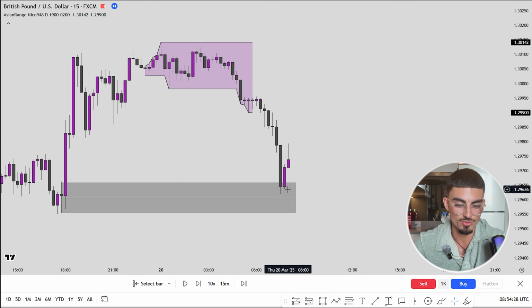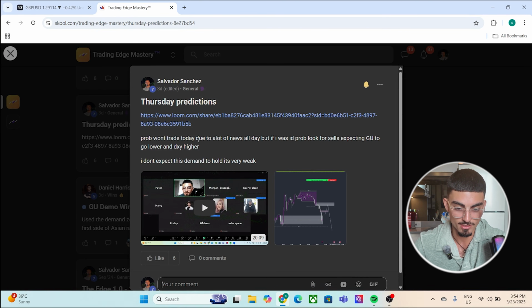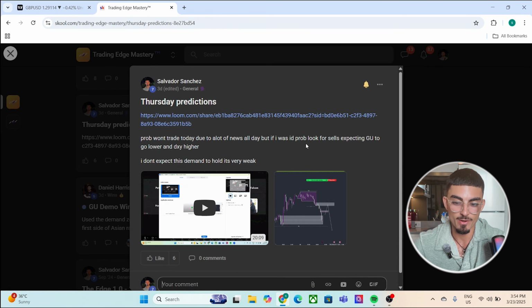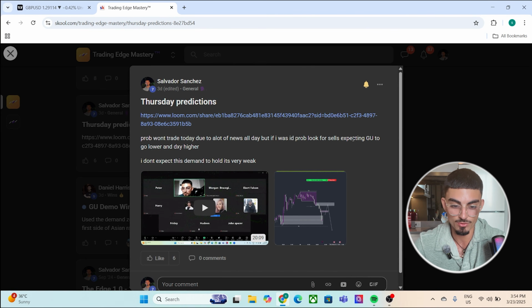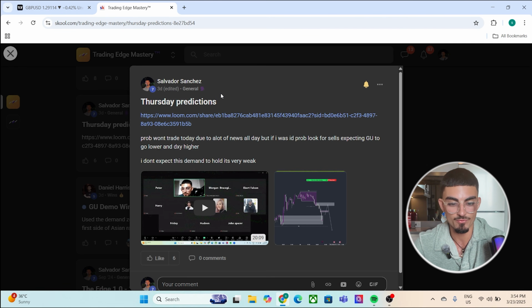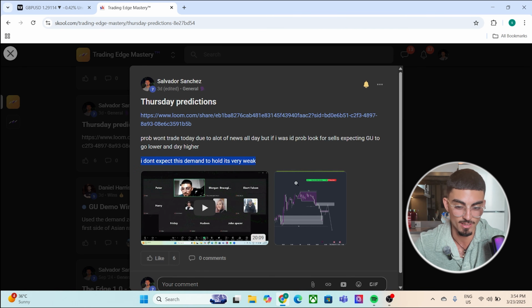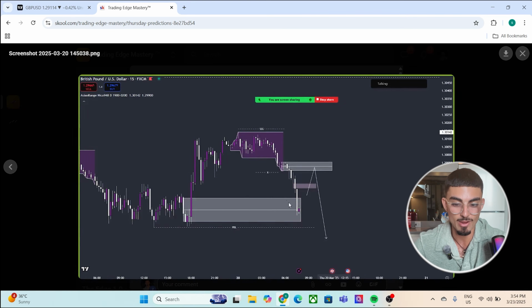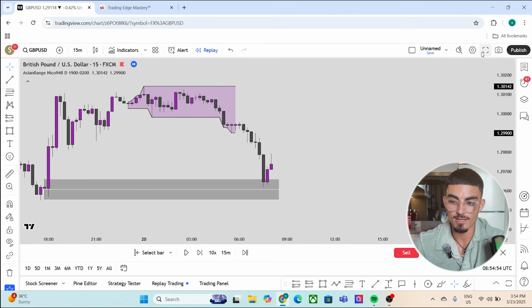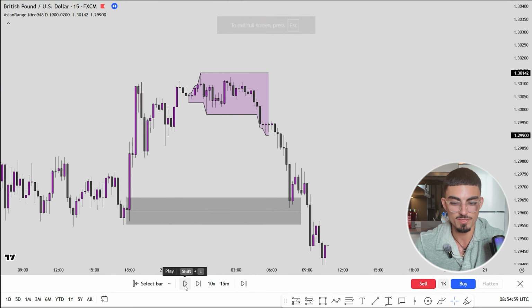And that's why I didn't trade this order block, and that's why I said in my community, I probably won't trade today due to a lot of news, and if I was looking for a trade, I'd probably look for sells because I expect it to go lower, right, based on the higher time frame, and I don't expect this demand zone to hold. It's very weak, as I literally said right here. Now, I sent in a picture of what I was looking for, which was actually for price to go lower through this order block, okay? And as you can see, this order block here was not respected.